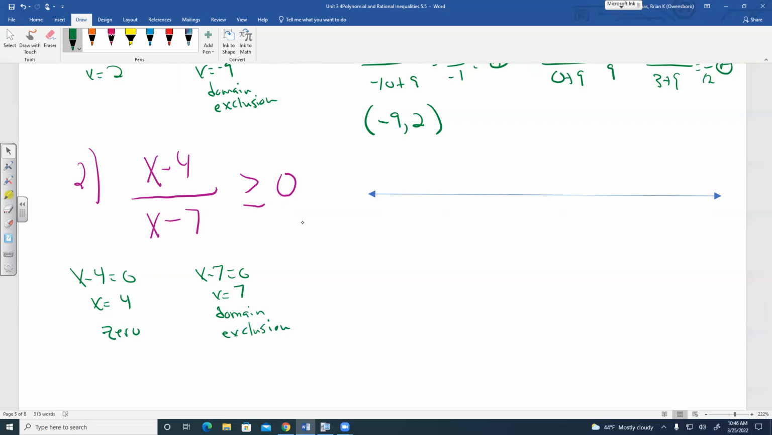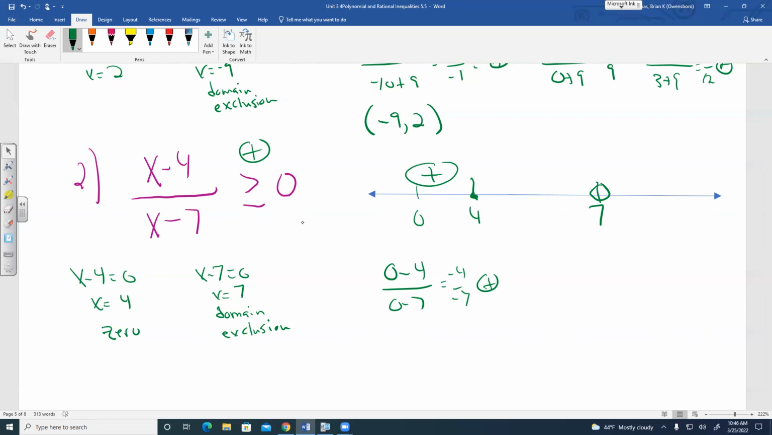Notice we have a greater than or equal to. So the 4 is going to be part of the answer. The 7 will not be. The greater than means we are looking for a positive value. So in testing my intervals, left of 4 again would be this 0 over here. So if I put 0 in, we have 0 minus 4 over 0 minus 7. A negative 4 over negative 7, well, that would be a positive answer. So left of 4, we're getting a positive answer.